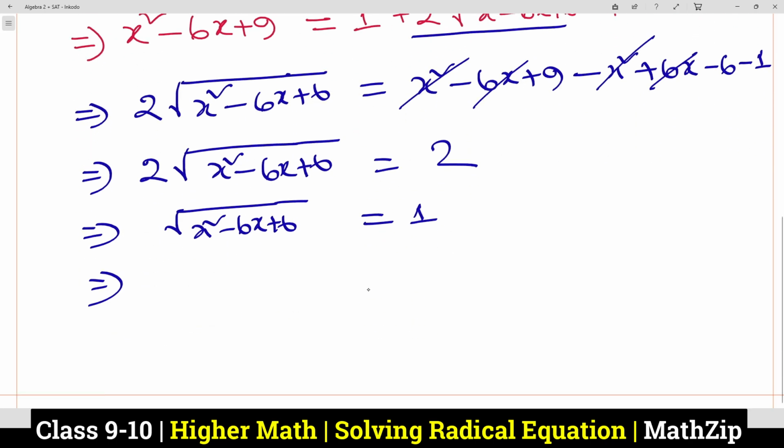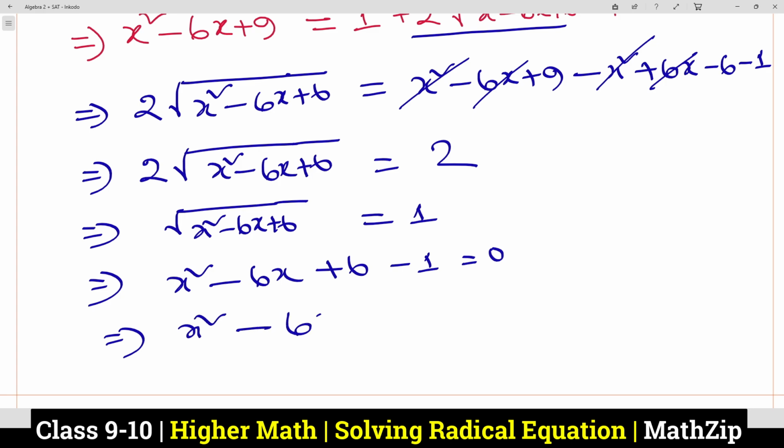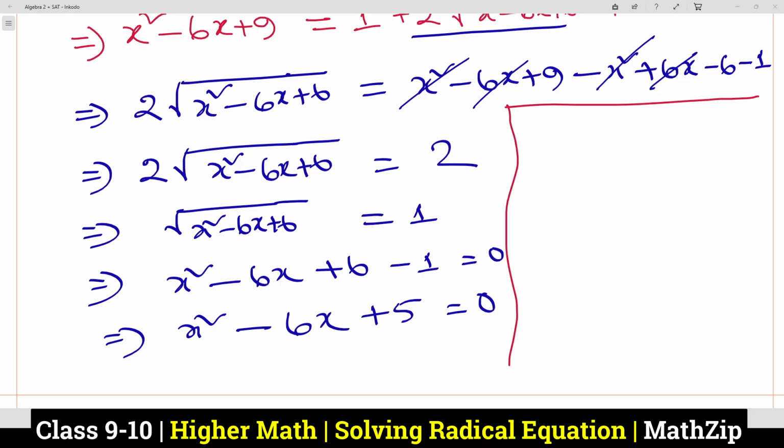Now we are squaring both sides, so it will be x square minus 6x plus 6, and this one becomes minus 1, so equals to 0. Finally x square minus 6x, 6 minus 1 is 5, plus 5 equals to 0. Now this one we can do here. Here is x square minus 6x plus 5 equals to 0.